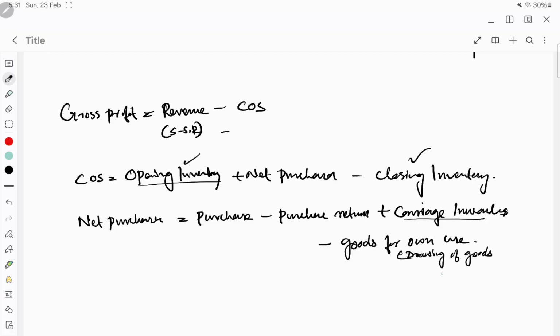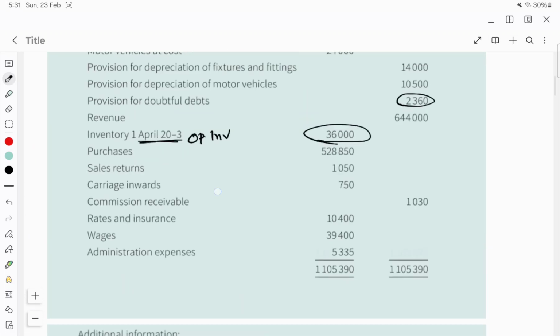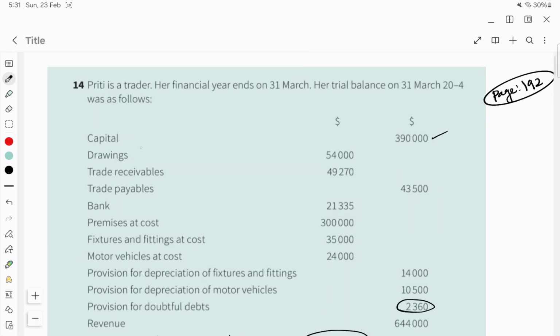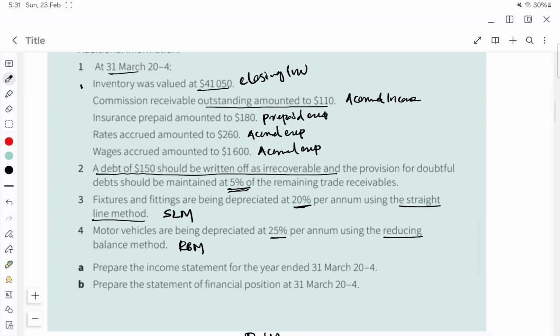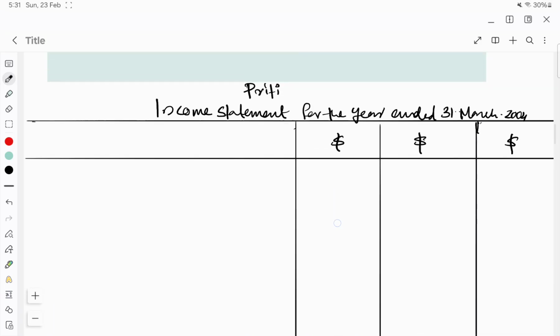This will be available in your additional information. Drawing of goods for personal use is known as goods for own use. So don't take drawings as cash drawings. You can see here drawings 54,000; this is cash drawings. This will not be deducted from the purchases because it is not related to purchases. But if there is any item in the additional information related to goods drawing, then you should deduct it. If the item is not there, you don't need to deduct it.